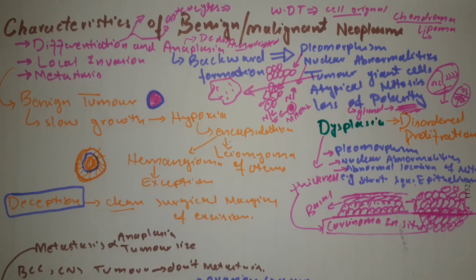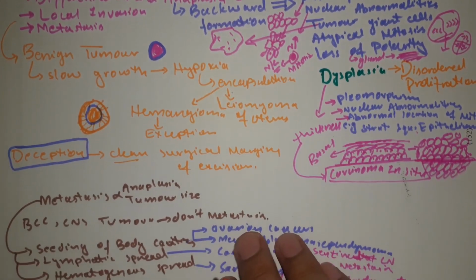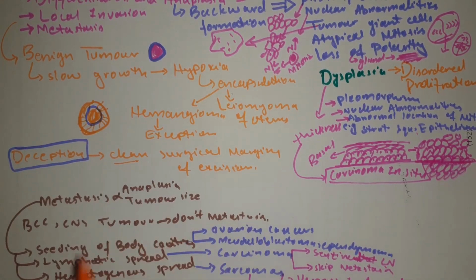So it is the local invasion. Local invasion is also basically a property of malignant tumors, not of benign tumors. And next one is the metastatic spread or metastasis. So metastasis is basically characteristic of the malignant tumors.